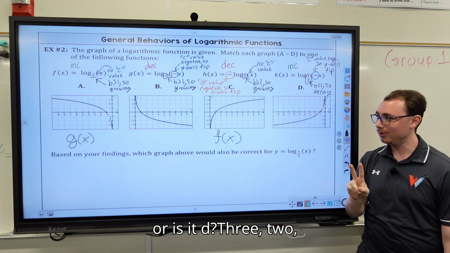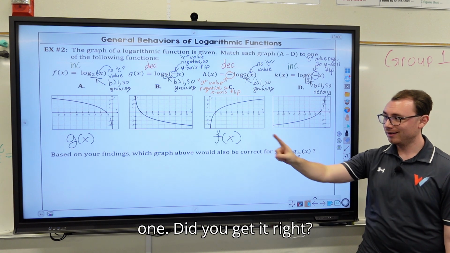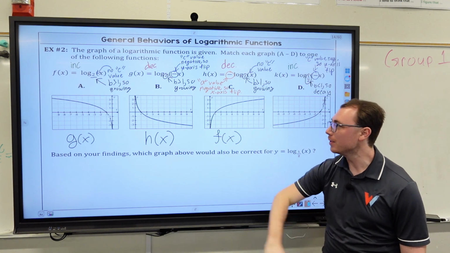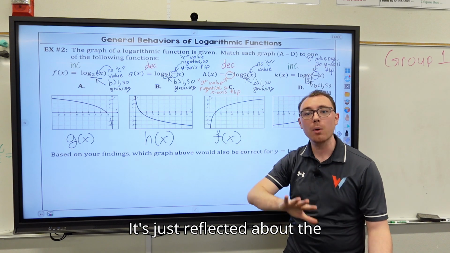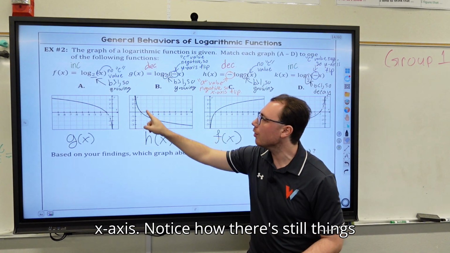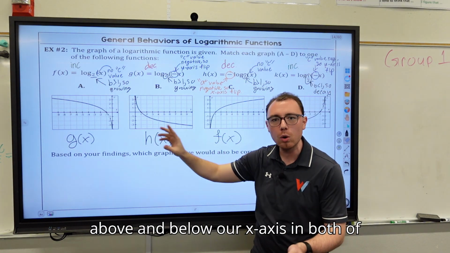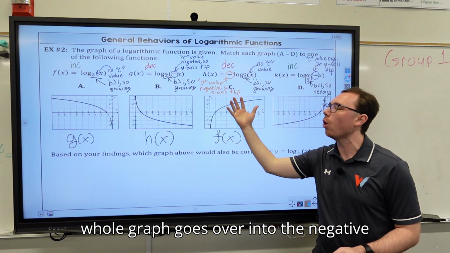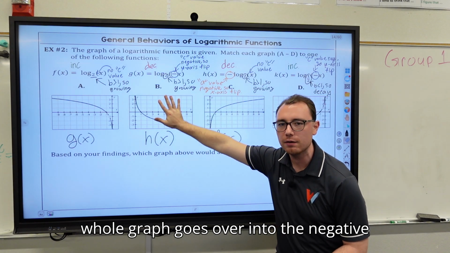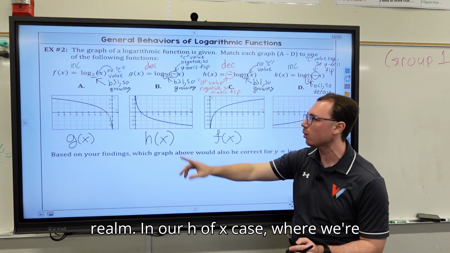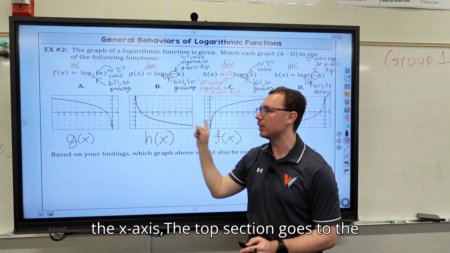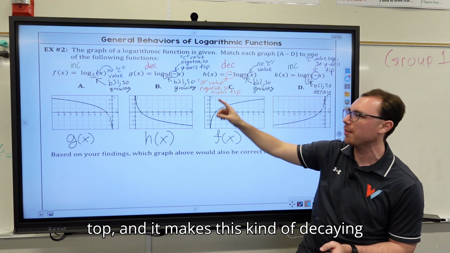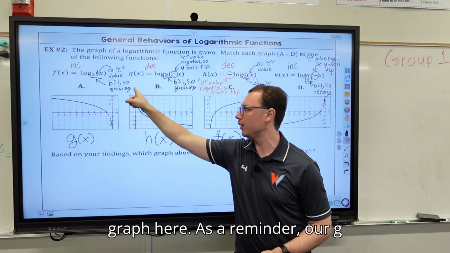3, 2, 1. Did you get it right? Our h of x happens to be B. It's just reflected about the x-axis. Notice how there's still things above and below our x-axis in both of these cases. In our y-axis case, the whole graph goes over into the negative realm. In our h of x case, where we're reflecting it about the x-axis, the top section goes to the bottom, that bottom section goes to the top, and it makes this kind of decaying graph here.